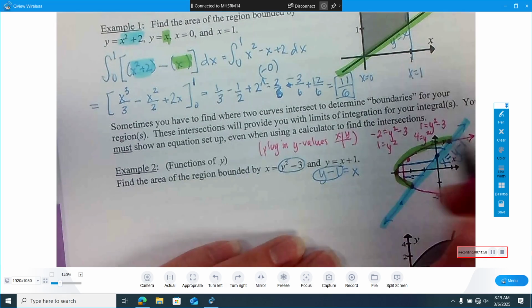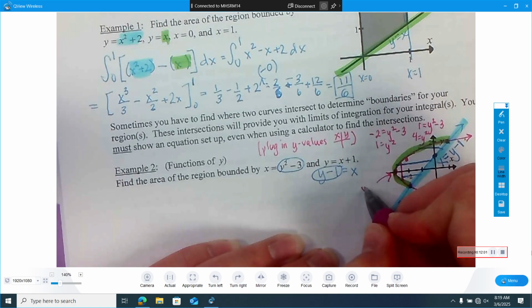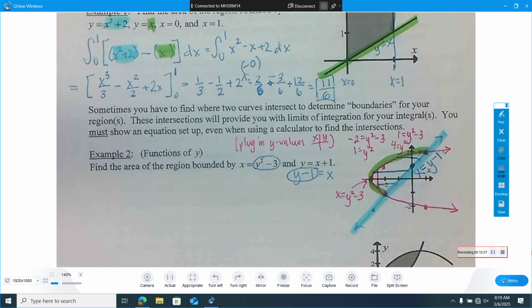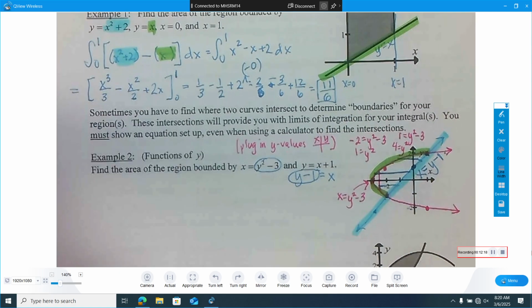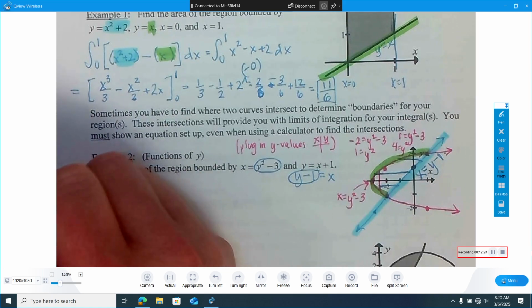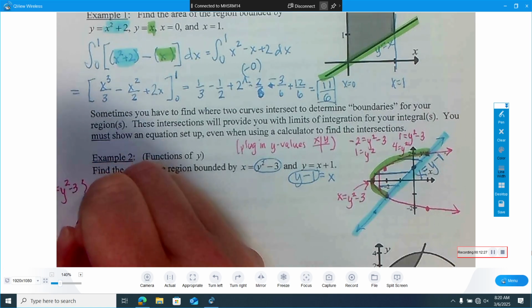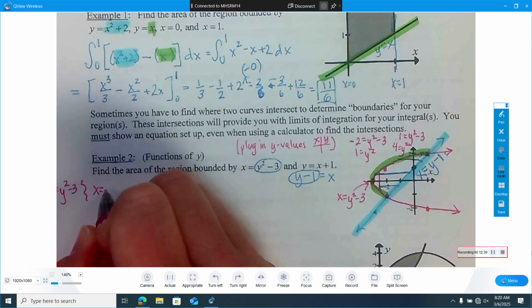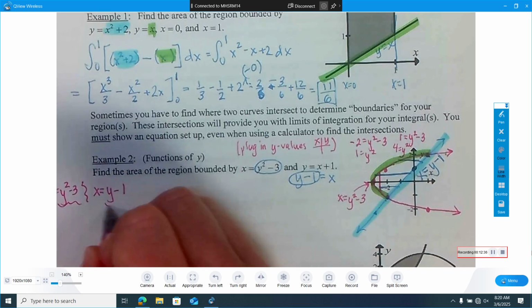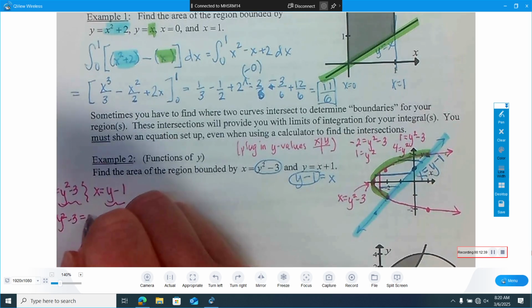And my pink curve was right there. X equals y squared minus 3. A little bit of rearranging there. Now, I happened to find my intersection points here, but if I needed to find them, we could substitute. Just as an aside note here, we have our equations, x equals y squared minus 3, and x equals y minus 1. We can do a little bit of substituting, set them equal to each other. y squared minus 3 equals y minus 1.